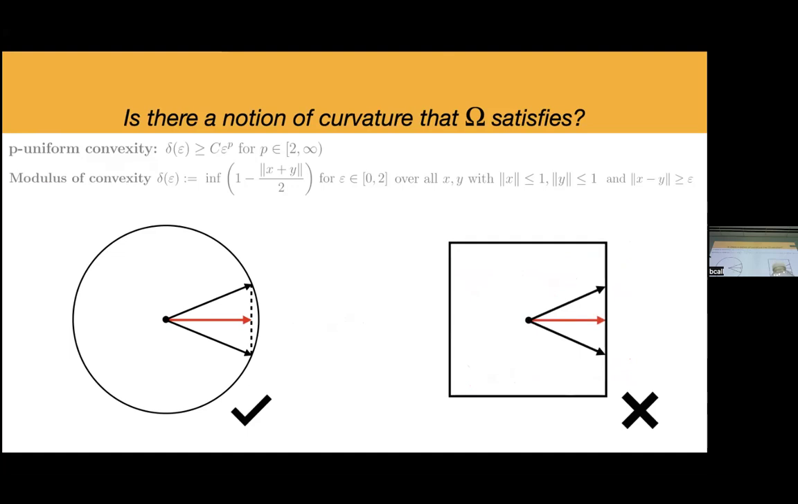Okay, so on the left, that's something that is p-uniformly convex because the modulus is bounded from below by this constant C times epsilon to the p, for p 2 or greater. On the right, that's something that's not p-uniformly convex because there's no gap.